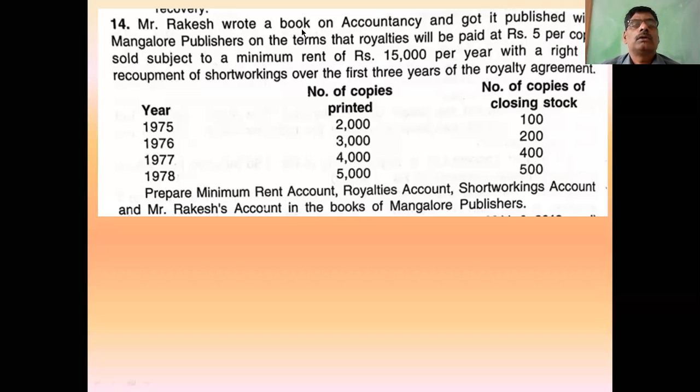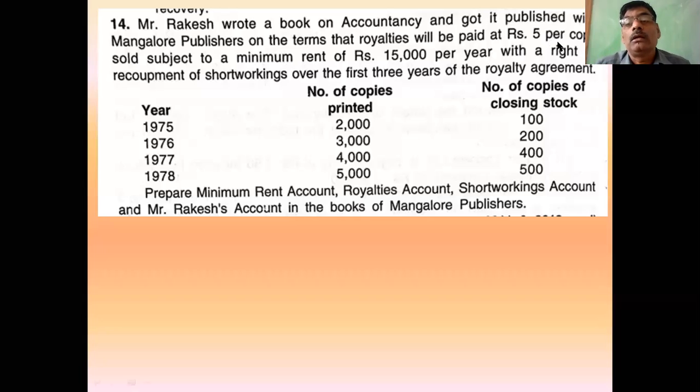Mr. Rakesh wrote a book on accountancy and got it published with the Mangalore Publishers on the terms that royalty will be paid at the rate of ₹5 per copy sold. Royalty is ₹5 per copy sold and the minimum rent is ₹15,000. Royalty per copy sold is ₹5.